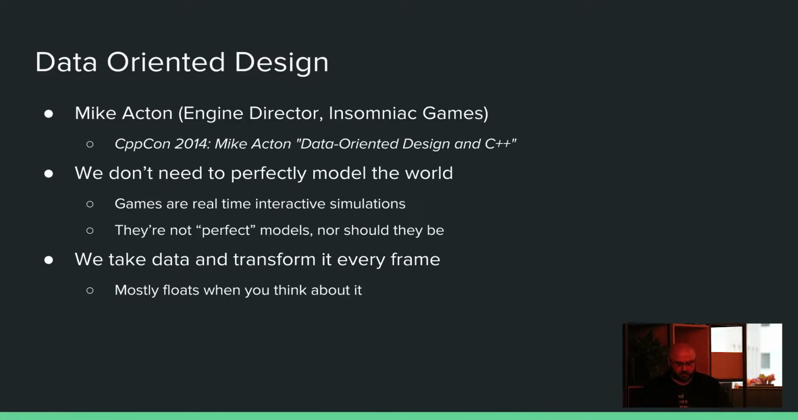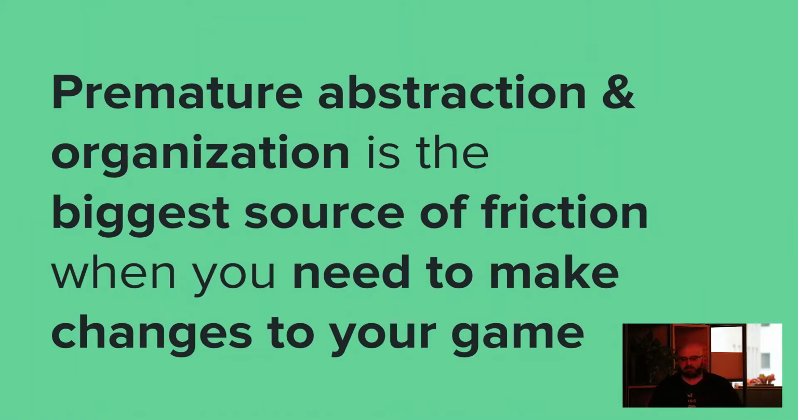Like what I said before, we take data and we transform it every frame. And when you really think about it, it's mostly just floats in different combinations. All the triangles, all the texture data, all sorts of the state running your game, it's mostly just floats.